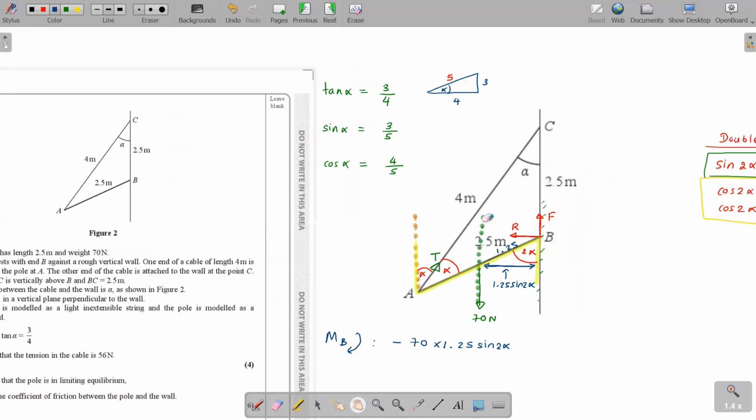Instead of going for resolving P, why don't we consider the line of action of T? So doesn't T's line of action go like this, right? So can't we find the perpendicular distance from point B to the line of action of T?